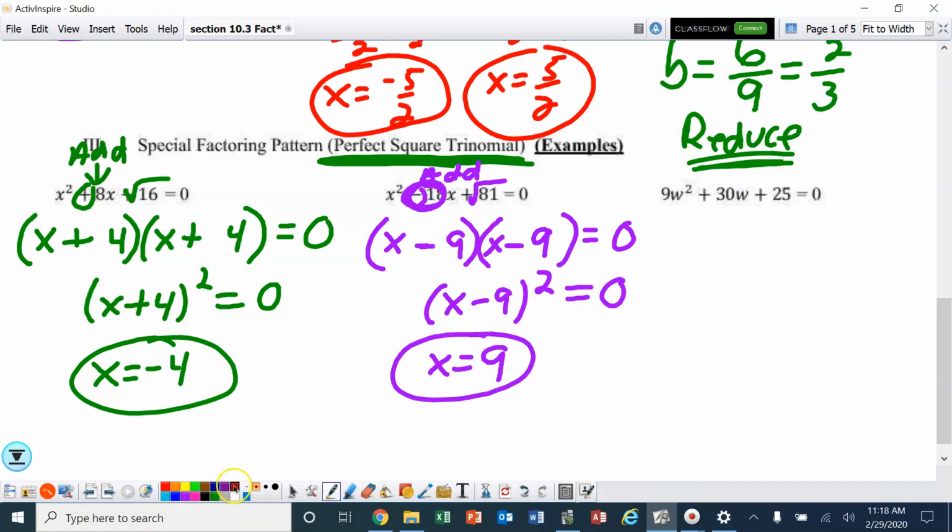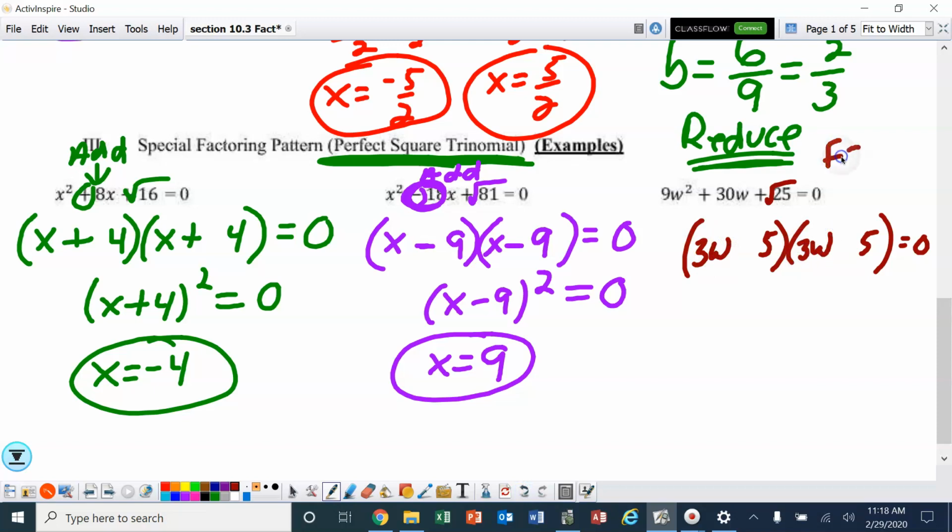Okay, well, the same goes with this next one. Again, this one's got a 9 in the front. So again, the square root of 25 is 5. But then we've got a 9 here. So let's see, that's 9w. No, it's not. It's 3w. But whoa, the middle is 30.